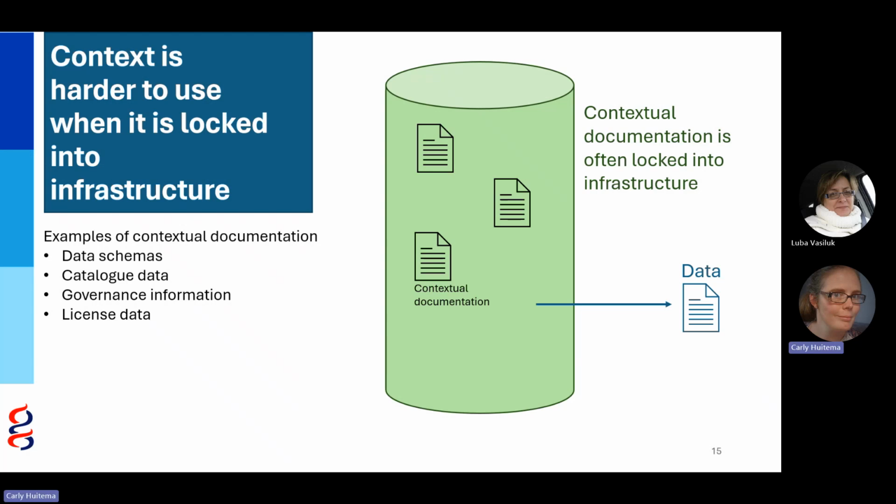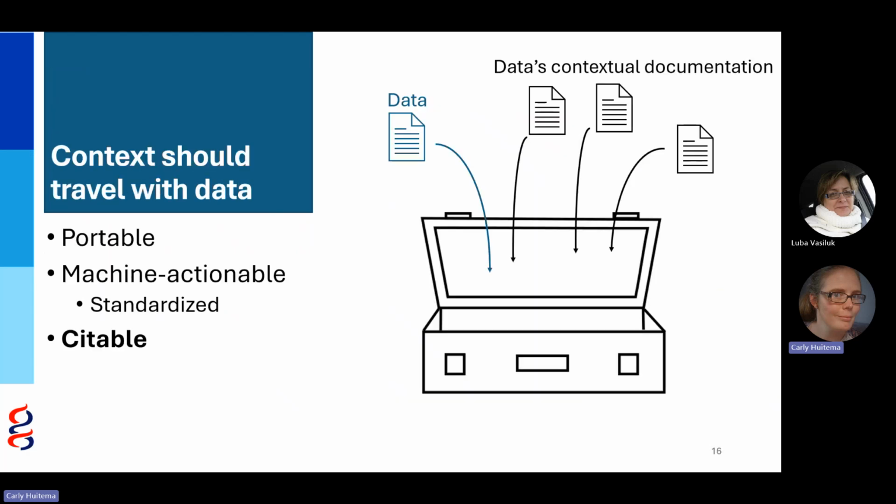So this is kind of a principle that we're following, that the context should be not locked into infrastructure, that when you pull out the data, we would like to see more of the contextual documentation to be portable and transportable together with your data, because it's that context that's helping you interpret the data and not let its information and knowledge be lost as it moves throughout the ecosystem. So we'd like to work on portable contextual documentation that's machine actionable, meaning there are standards applied to it, and also that it can be citable so that you can reference it as its own entity in its own right.